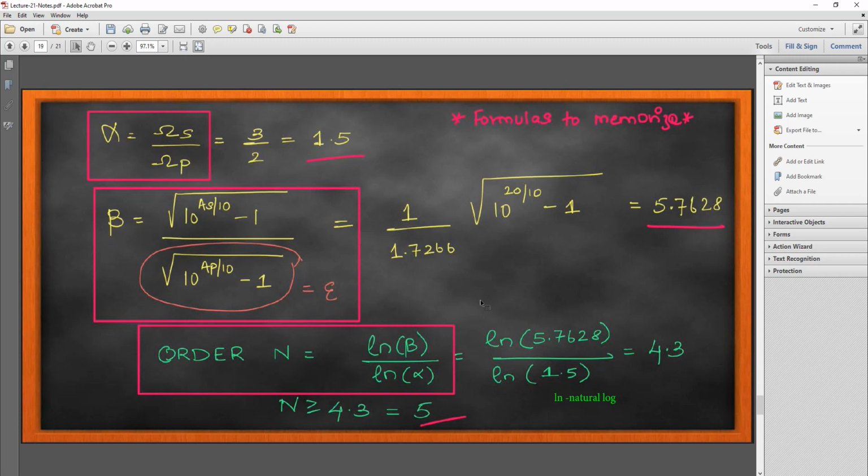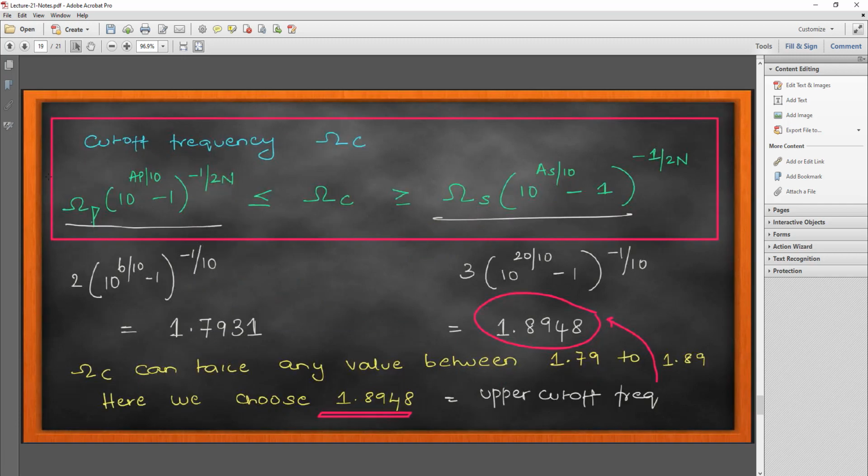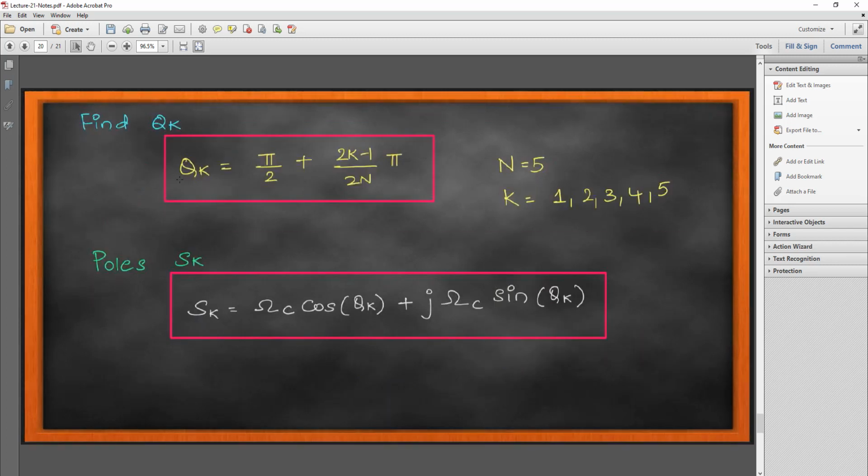I'm trying to replicate this problem in the program, and then I can generalize it for any values of design parameters. Good. Then the cutoff frequency is given to be between, inclusive because equal to is there, so less than or equal to, greater than or equal to. In this range, you need to pick a value that will be your cutoff frequency. And I've done something along the same line. I've taken 1.8948 to be my upper cutoff frequency here.